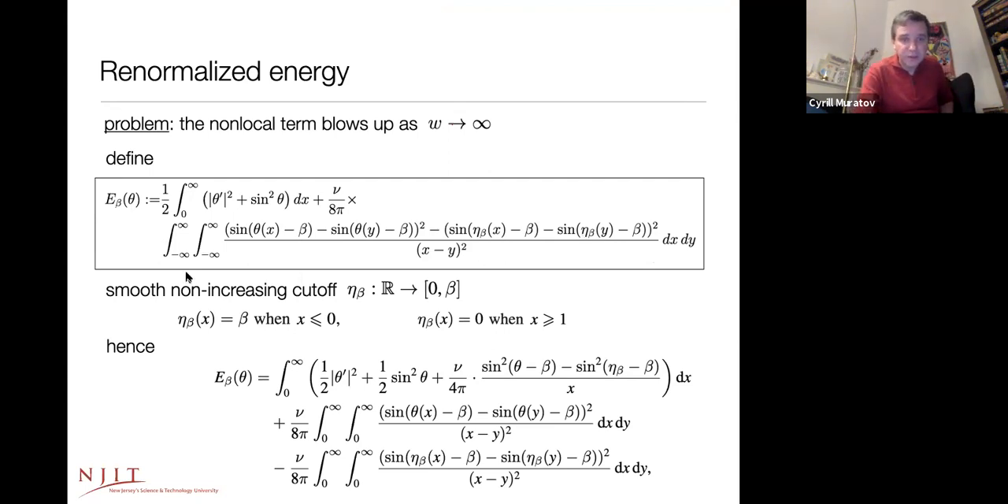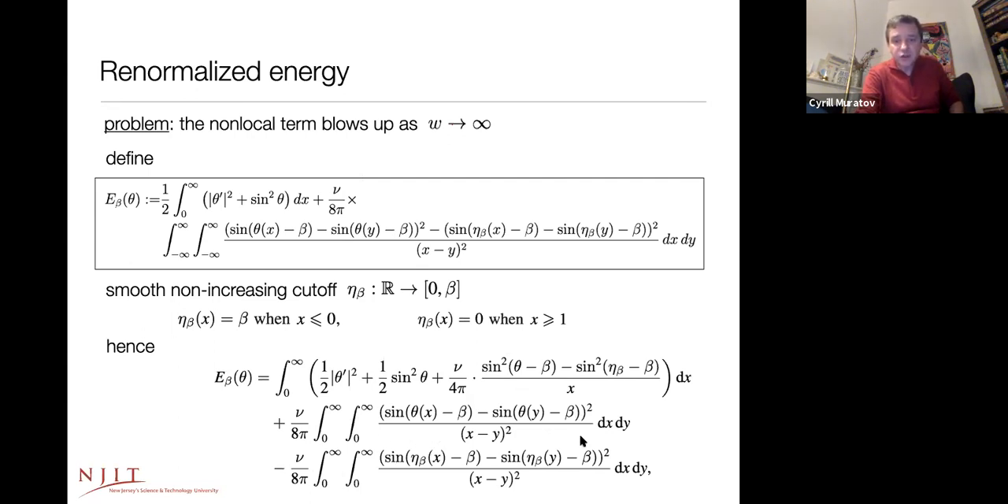Once again, we take a smooth cutoff function that connects the angle beta at the edge of the film to the angle 0, the easy axis angle in the bulk. This gives rise to the energy that is here, which can be rewritten only using theta as a function of positive values of x. And now this energy looks like this.